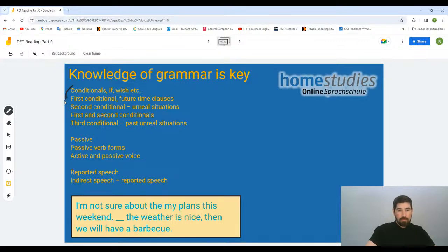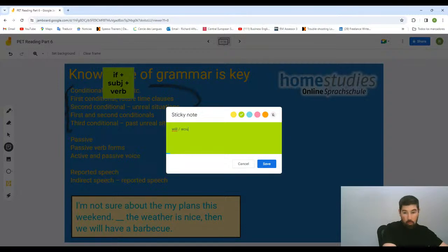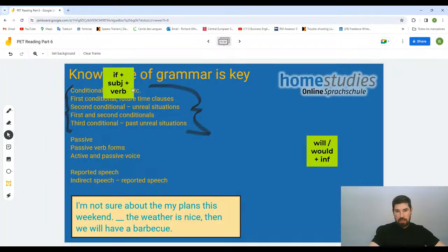So again, this group, we're going to look at some examples of conditional uses here. Now, how do we make the conditional? The conditional is if plus our subject plus verb. And then in the second part, we'll have will or would plus infinitive. Let's save that there.